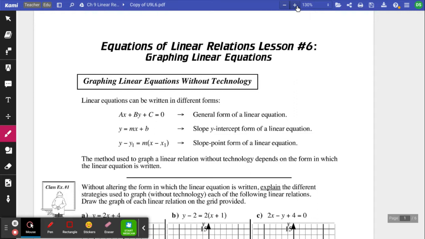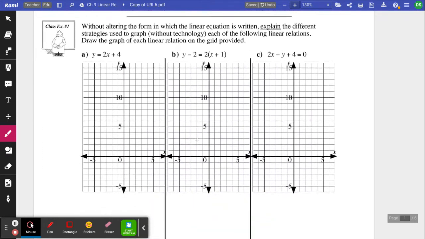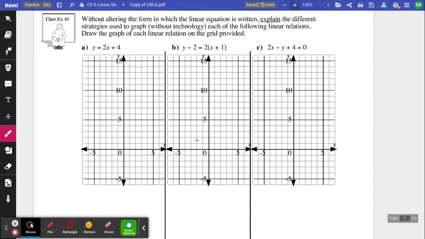Okay, we're not going to use technology, so we're not going to use our graphing calculator. Here's what this looks like. There is general form and slope-intercept form. That's all we're doing. I'm not using slope point form. I just find it's one more thing to have to worry about. So I'm going to ignore the "without altering the form." Yes, we're going to alter the form. We're going to make this as quick and easy as we can.